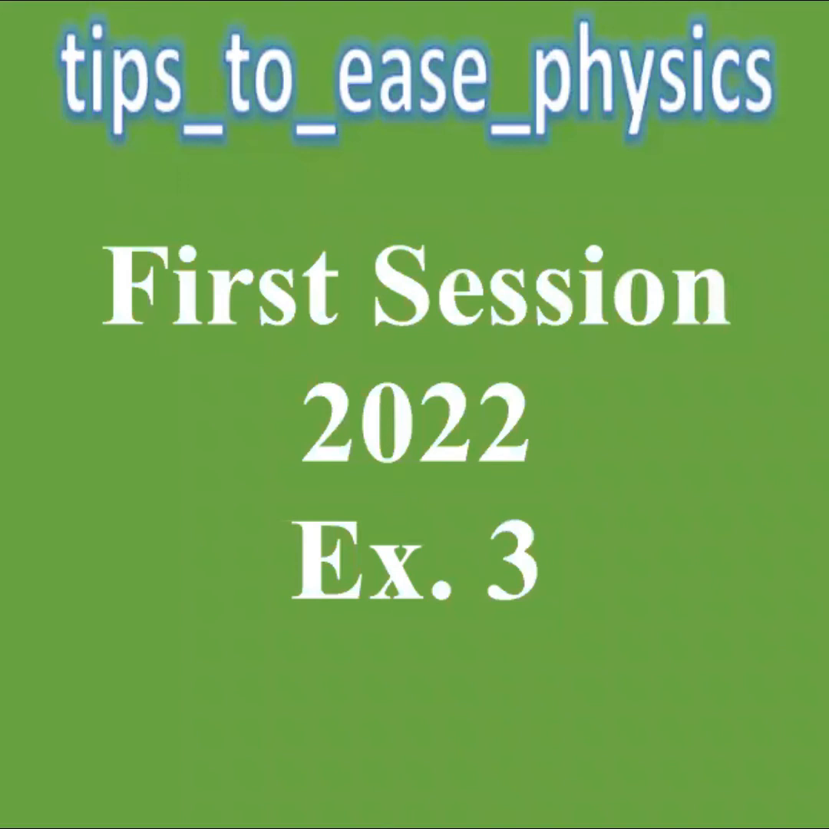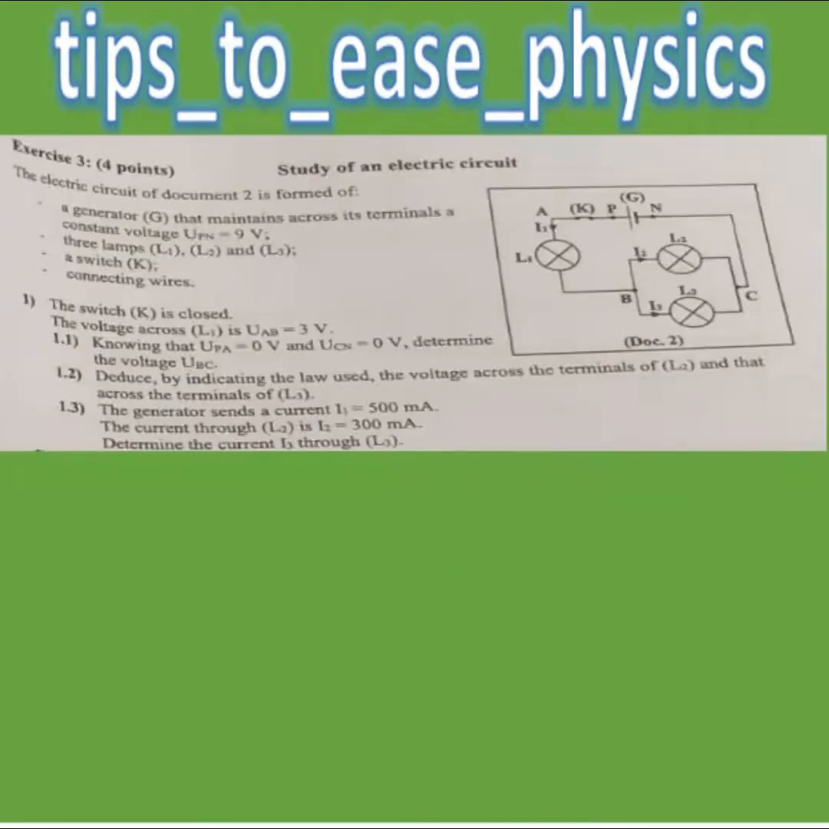Let us solve exercise 3 of the physics exam for the first session 2022. Exercise 3. Study of an electric circuit. The electric circuit of document 2 is formed of a generator G that maintains across its terminals a constant voltage UPN equal to 9 volts.